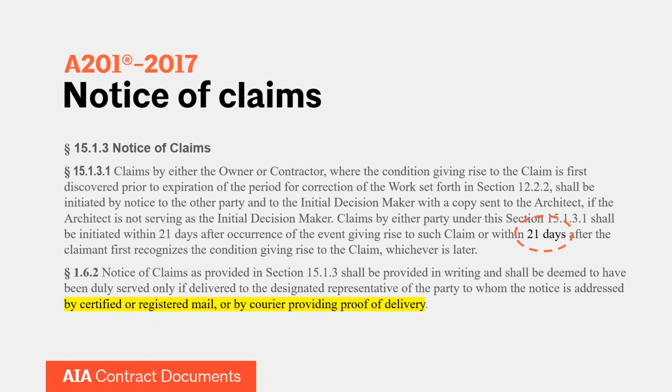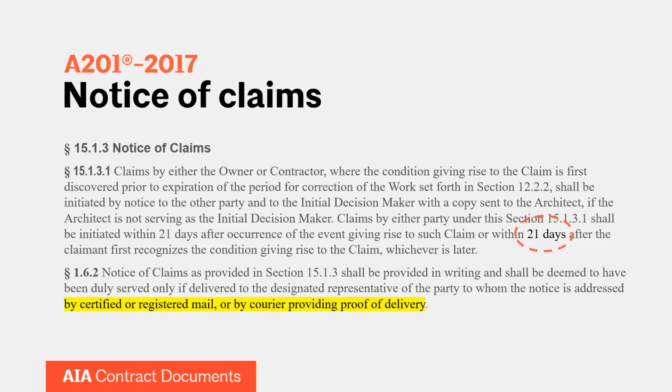Section 1.6.2 is an interesting section. Again, obviously it's not in Article 15, it's in Article 1. But it says that notice of claims have to be delivered by certified or registered mail or by a courier providing proof of delivery. Now, of course, like Mike said at the beginning of this presentation, this is just the standard language. The parties could have agreed to different terms. They could have said email is fine. They may have agreed to a digital data protocol or BIM protocol that sets forth different methods of delivery, and that makes it completely appropriate to deliver notice.